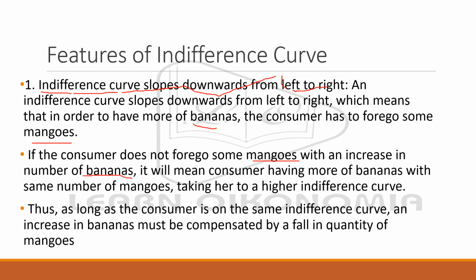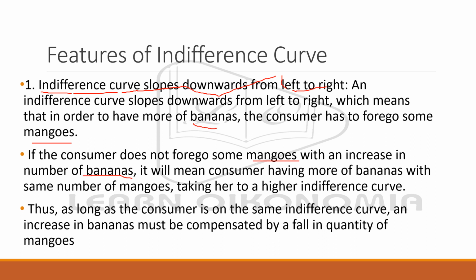That is not allowed. This is what we are considering in the case of the same indifference curve. As long as a consumer is on the same indifference curve, this is what happens. If you want to increase the consumption of bananas, it should be compensated by a fall in the quantity of mangoes, and vice versa.